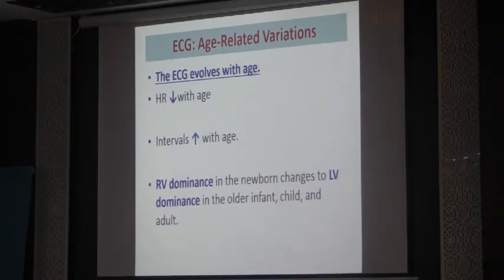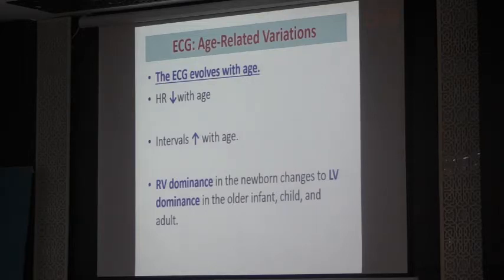In the ECG, there are age-related variations. The ECG evolves with age. The heart rate decreases with age. At birth, the heart rate in the neonate ممكن يبقى 150, maybe up to 230 if he's crying vigorously. Then he reaches an adult, يبقى 80 beats per minute, ولا 60 to 90. So what happens during this time?